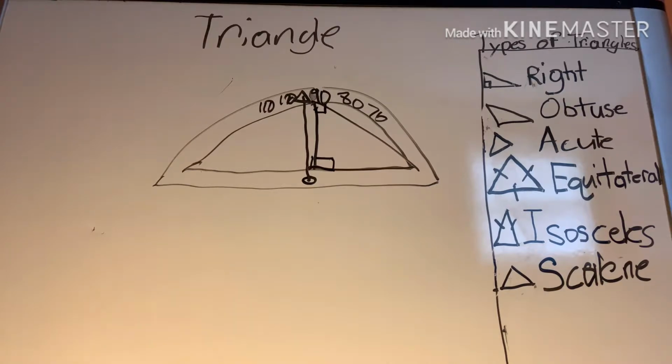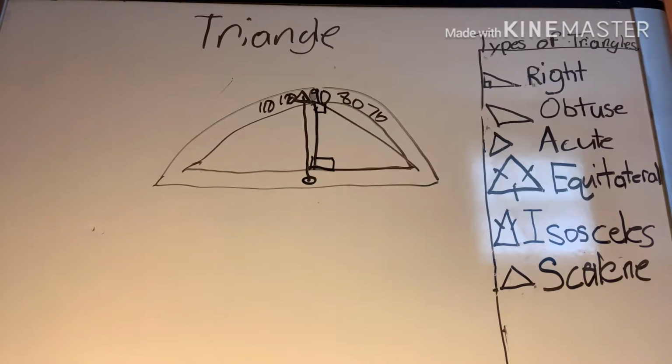So that's what most of the time protractors are used for. They are used to tell if something's obtuse, which means it's bigger than 90, acute, smaller than 90, or right, which is exactly on 90.